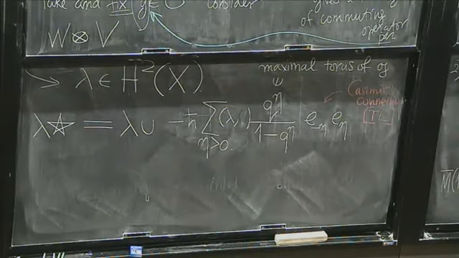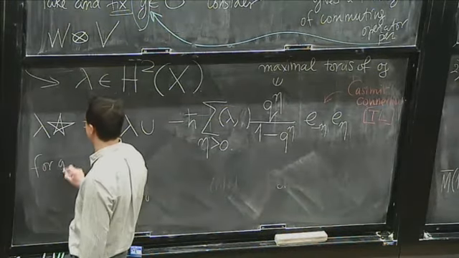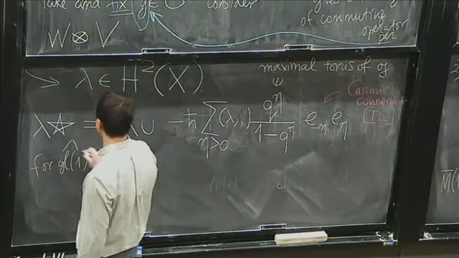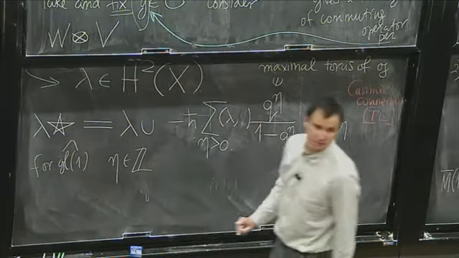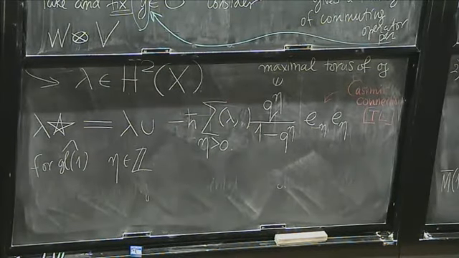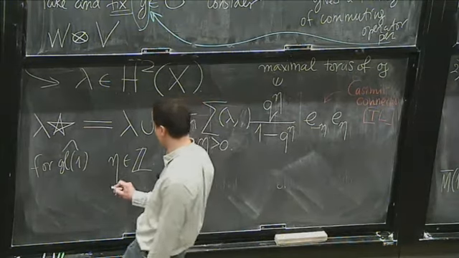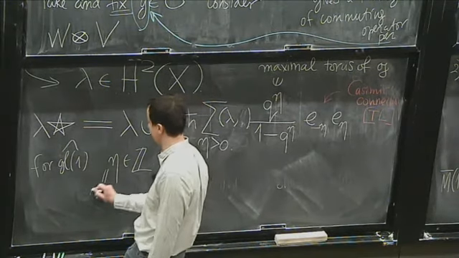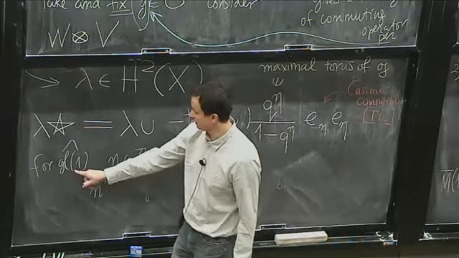For GL1 hat, the etas are just integers. The corresponding roots are the Heisenberg generators. The corresponding root generators, so we'll call it N, in GL1 they of course commute.